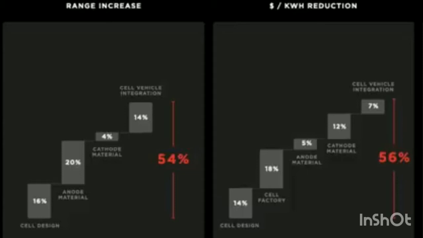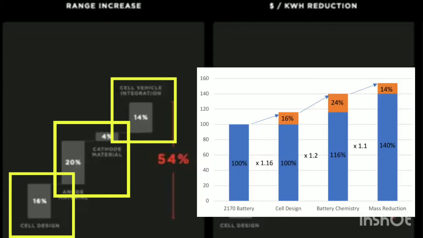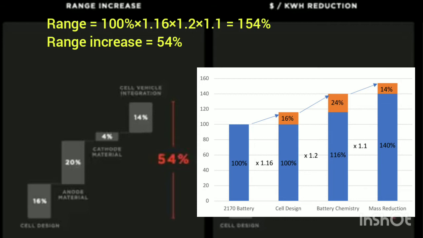The important thing is these three items have a vertical integration relation. In other words, the range increase can be calculated from multiplication of three items. Correctly, it must be explained by the following calculation.